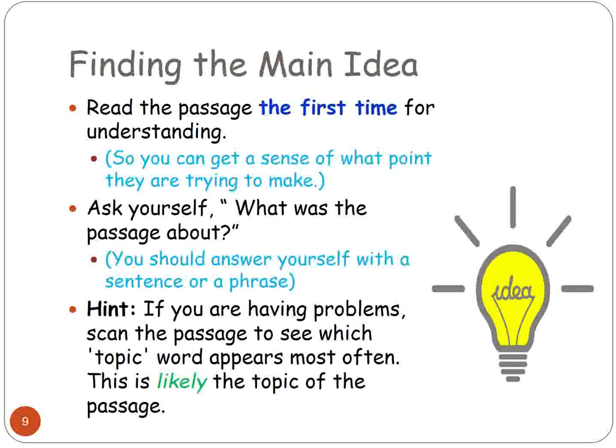When you're having problems in finding the main idea, there is a hint: scan the passage to see which topic word appears most often. The word that appears most often is basically the topic word. It will be repeated again and again throughout the paragraph. So that is likely the topic of the passage. Once you have found the topic, you will find the topic sentence too. Sometimes the topic sentence is given at the beginning and sometimes it is mentioned somewhere else. That's why I said that you have to find the word that's being repeated again and again.